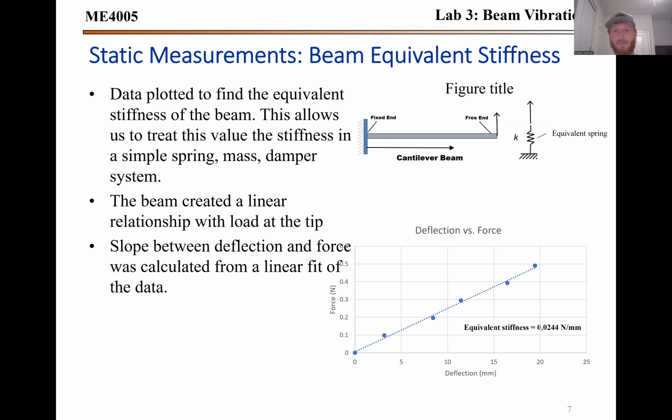So in the static measurement, we also evaluated the stiffness of the beam, which allows us to convert from the load at the end of the beam to displacement as well, as shown here.